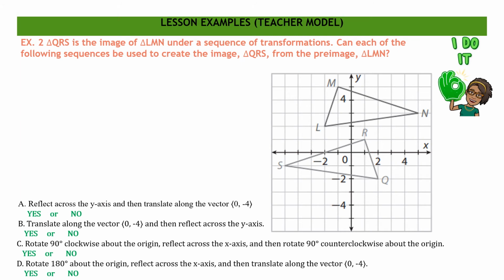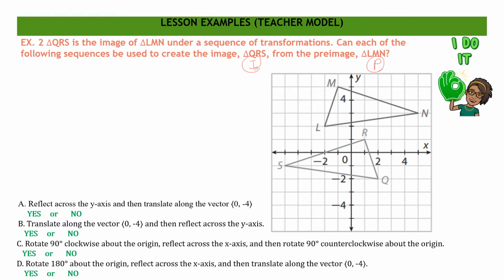All right, we have example 2, where it says triangle QRS is the image of triangle LMN under a sequence of transformations. Can each of the following sequences be used to create the image QRS from the pre-image LMN? They already tell us that LMN is our pre-image and QRS is our image. The first sequence that we see is to reflect across the y-axis and then translate along the vector. We're going to answer yes or no. Yes, it does create a sequence that allows us to map our pre-image onto our image, or no, it does not follow through.